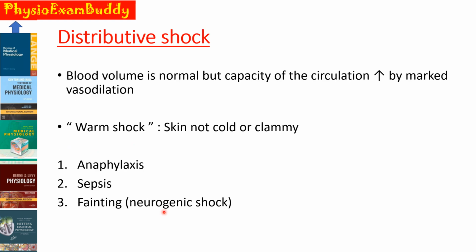Now we are moving on to the second type of shock, the distributive shock. Here, the blood volume is normal, but the capacity of the circulation is increased by marked vasodilatation. It is also called warm shock because here the skin is not cold or clammy as in hypovolemic shock. The causes of distributive shock are anaphylaxis, sepsis, or fainting or neurogenic shock.